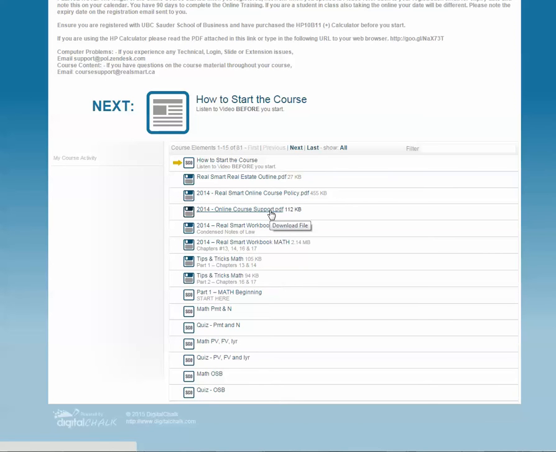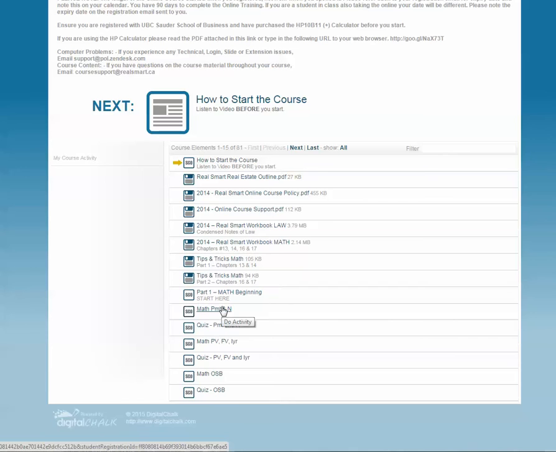So if they have any problems at all with their slides or login issues, they email support. Any questions at all with course content, they email myself, Sandy. And then we have our Real Smart Workbook in a PDF where they can print off if they want of law and math. Some really good tips and tricks to help them get through it all.